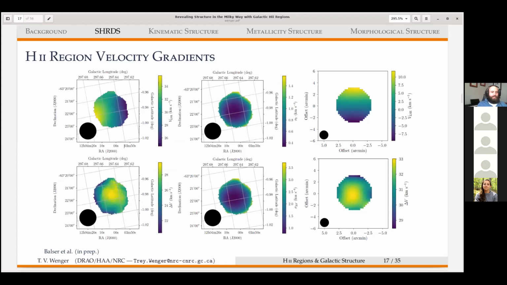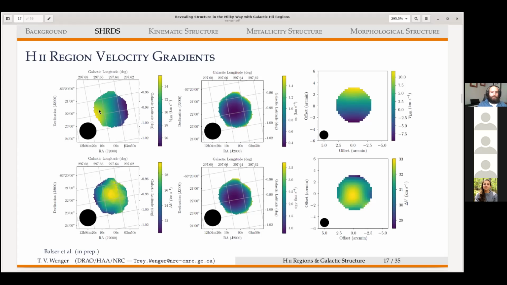So just a couple of interesting highlights, things that we've already found in the SHRDS or things that we're doing right now. So we seem to have found a previously unknown population of what appears to be rotating H II regions. So here on the left, these are two moment maps of a newly discovered southern H II region discovery survey H II region. The top is the first moment map. So this is showing the radial recombination line velocity across the H II region. And on the bottom is the second moment. So it's showing the line width, the full width half maximum line width.